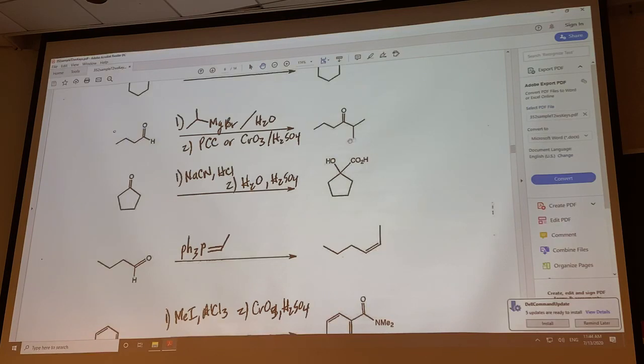Let's see, how about this one? Hydroxy carboxylic acid. So we've got to add a carbon, the carboxylic acid, and an alcohol here. Well, if we remember this reaction, what's that one called? Right, the cyanohydrin reaction. Sodium cyanide and acid. Cyanide will add, and we'll get the cyanoalcohol. Then we hydrolyze the cyanide, okay? Leave the alcohol alone, okay?